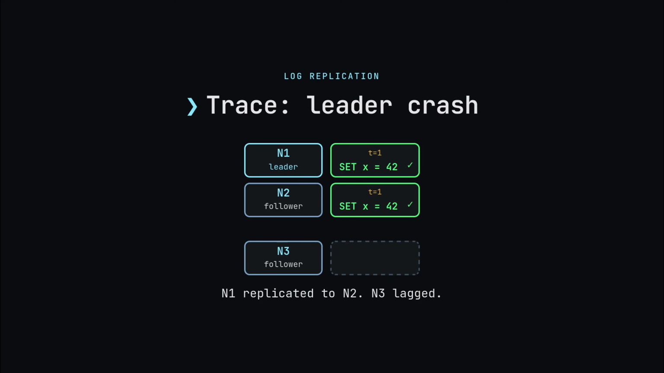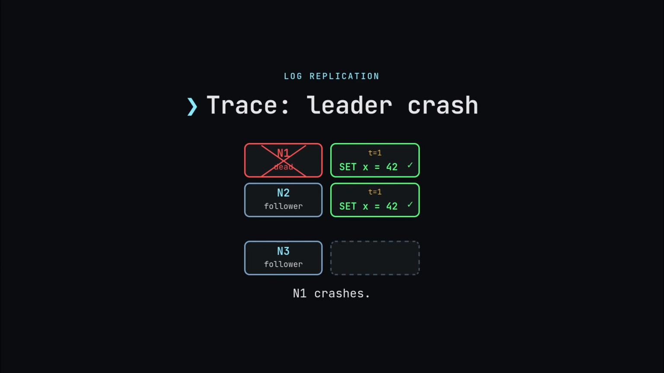Let's put the pieces together. N1 was the leader. It replicated set x equals 42 to node number 2. That is a majority on a 3-node cluster in the current term, so this entry is committed. N3 never got it.